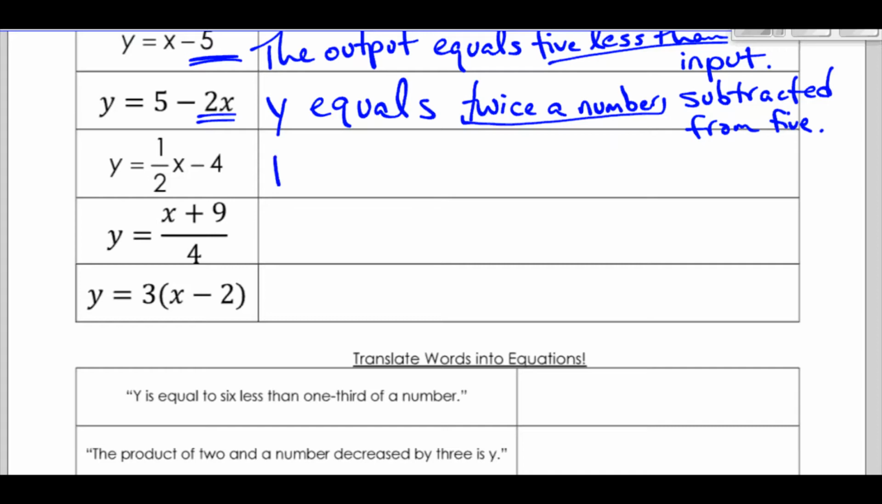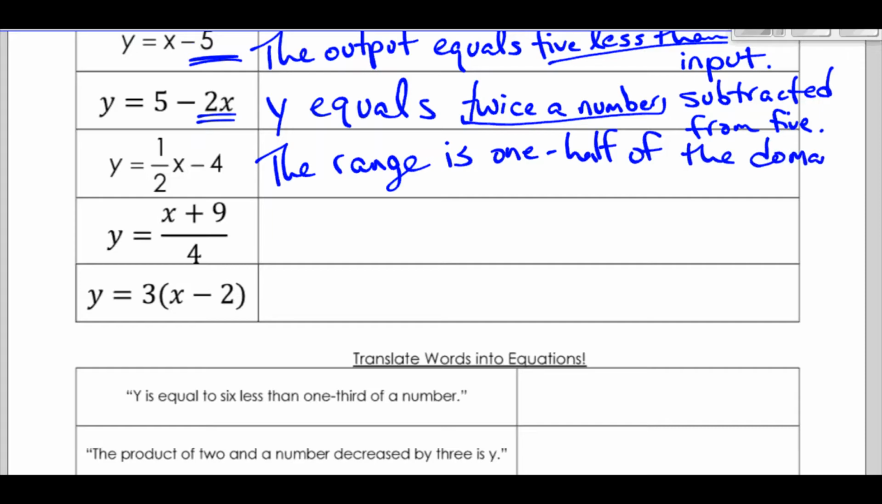All right, the range for the y is 1/2 of the domain minus. Again, there's a bunch of different ways that you could say these. I just want to give you certain examples. When you see that phrase 1/2 of, that's multiplication. It's 1/2 of the domain, or 1/2 times the domain.